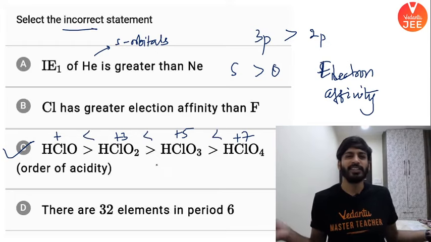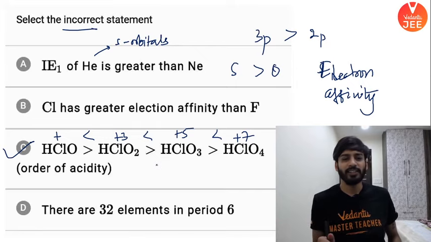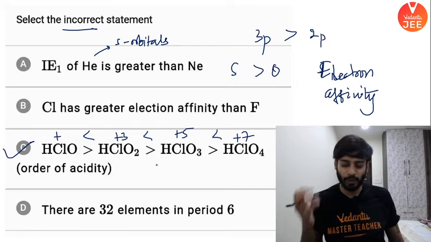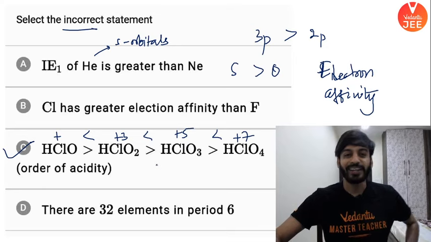I hope there is no point to discuss the rest. There are 32 elements in the sixth period. Absolutely correct. Okay. All right.